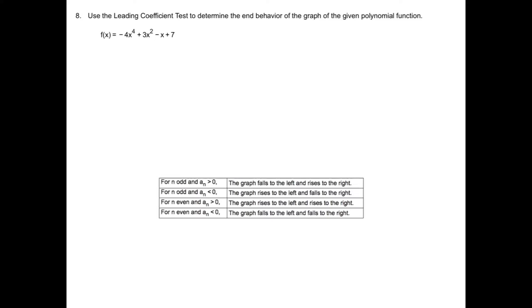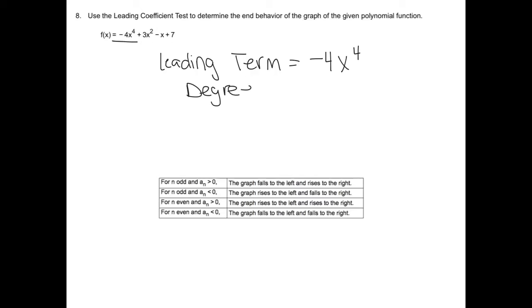Use the leading coefficient test to determine the end behavior of the graph of the given polynomial function. We have negative 4x to the fourth plus 3x squared minus x plus 7. In order to use the leading coefficient test, we first want to list the leading term. The leading term is the term that has the highest exponent. So that's going to be negative 4x to the fourth. Next, we'll list the degree of the polynomial. Again, the degree is the highest exponent, so that would be 4.